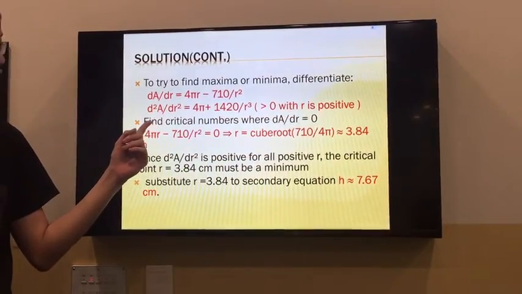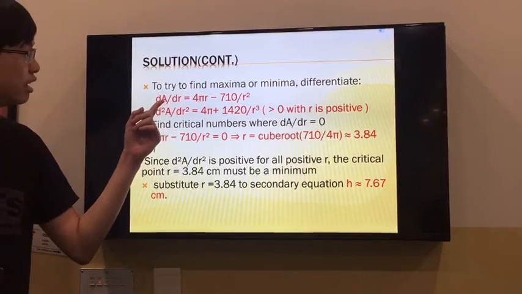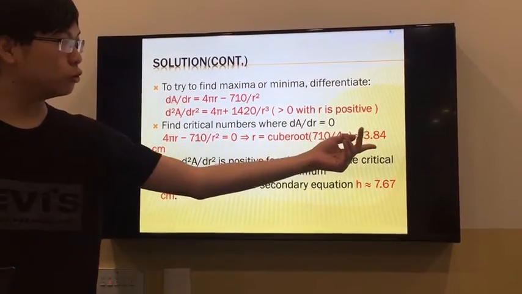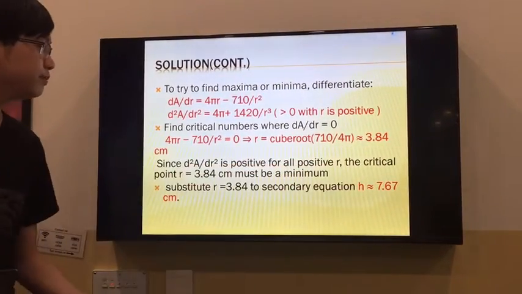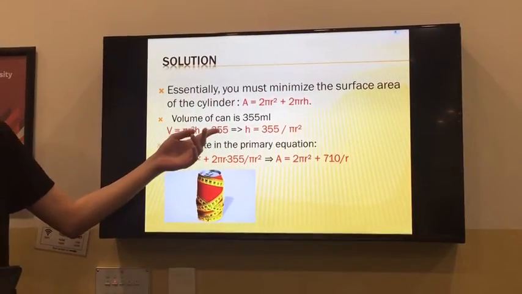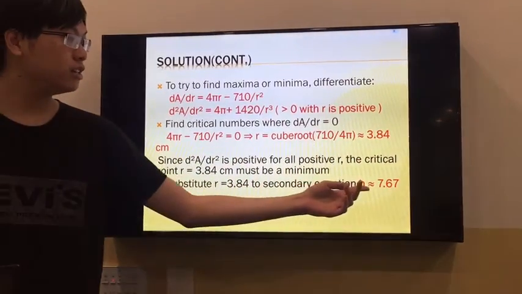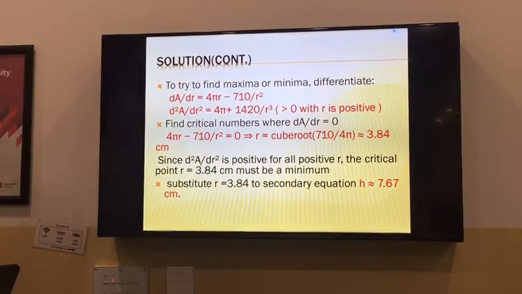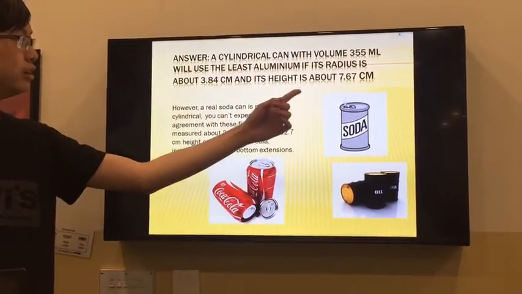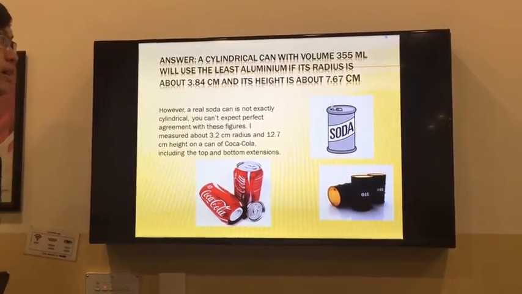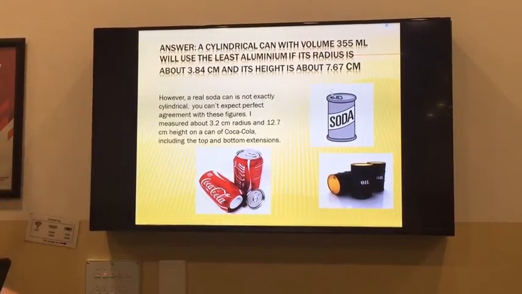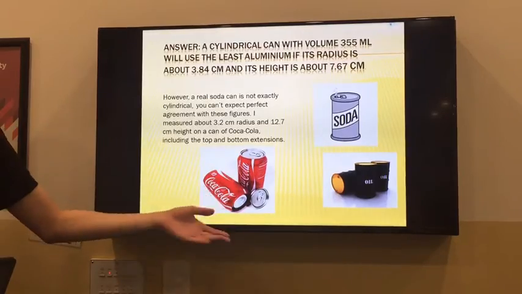So the stationary point, where the derivative with respect to r is 0, is the minimum point we need to find, and it's about 3.84 centimeters. Then we substitute it into the second primary equation, the volume equation here, and we will have h of about 7.67 centimeters. So the answer here is that the cylinder can will use the least aluminum with a radius of 3.84 centimeters and a height of about 7.67 centimeters. However, the real soda can is not exactly a cylinder, so this may not be exact.